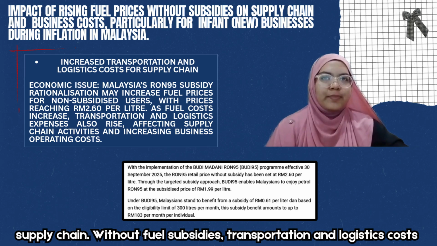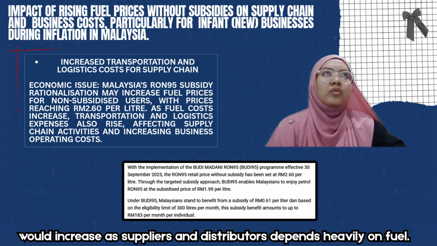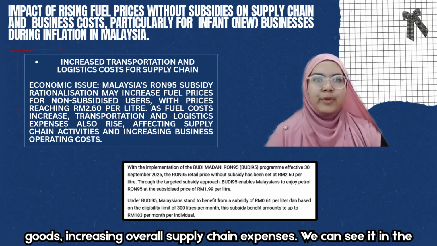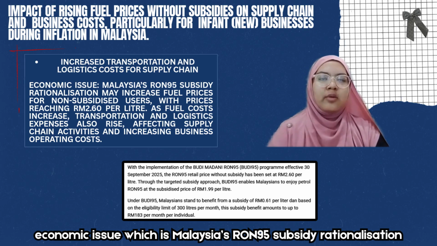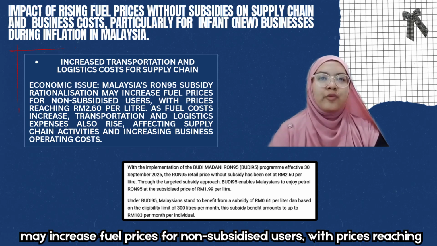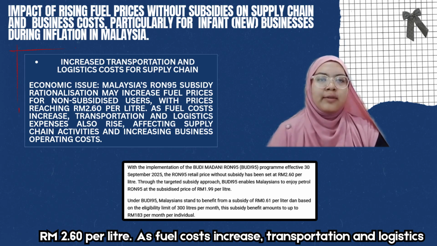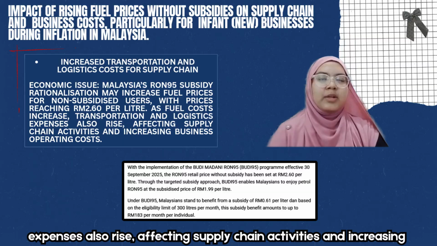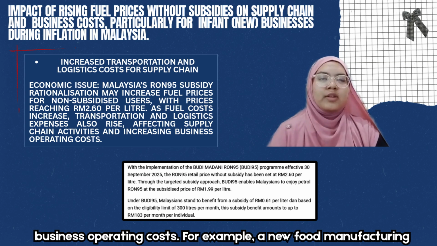Without full subsidy, transportation and logistics costs will increase as suppliers and distributors depend heavily on fuel. Higher fuel prices would raise delivery costs for raw materials and finished goods, increasing overall supply chain expenses. We can see it in the economic issue, which is Malaysia's RON 95 subsidy rationalization may increase fuel price for non-subsidized users, with price reaching RM 2.60 per litre. As fuel costs increase, transportation and logistics expenses also rise, affecting supply chain activity and increasing business operating costs.